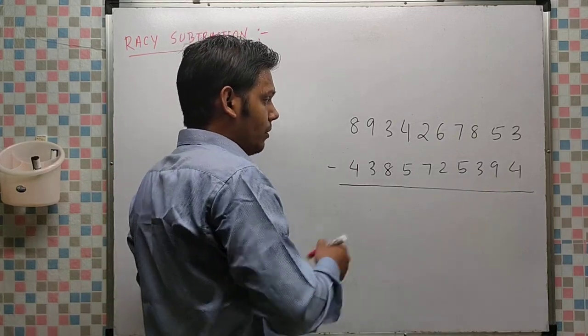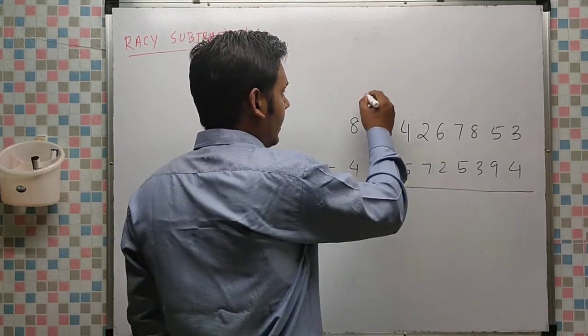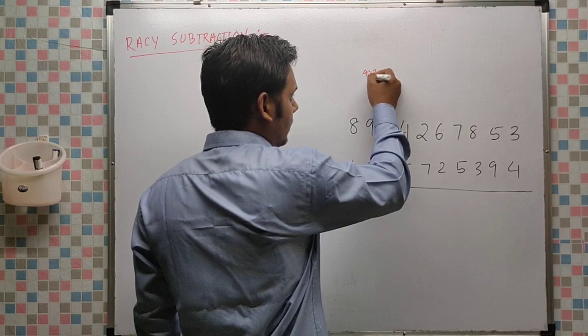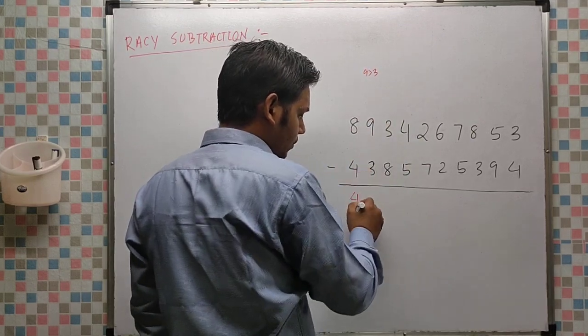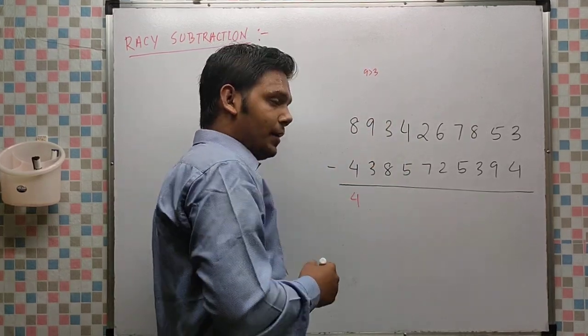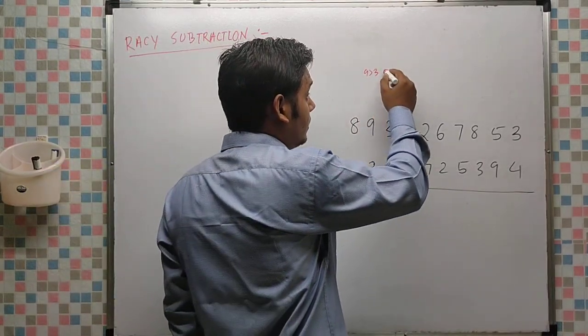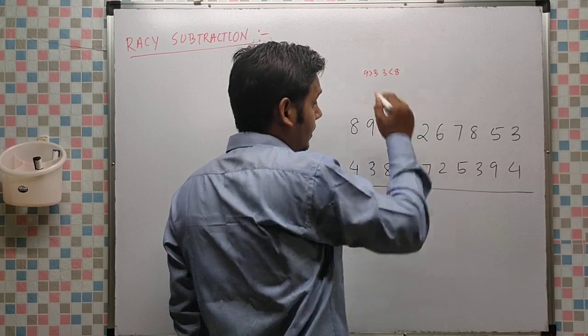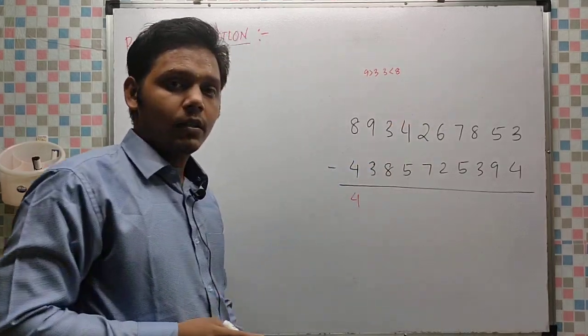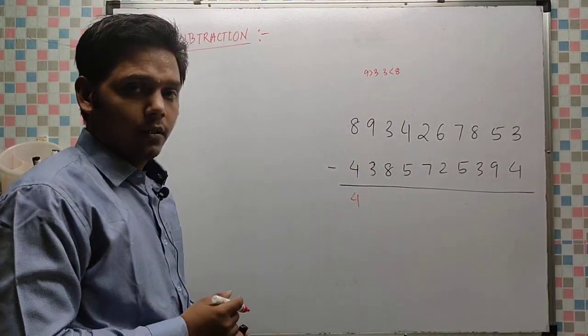8 minus 4, we have to check 9 minus 3. 9 is greater than 3, so 8 minus 4 is 4 directly. Now 3 is less than 8. The upper digit is smaller than the lower digit.